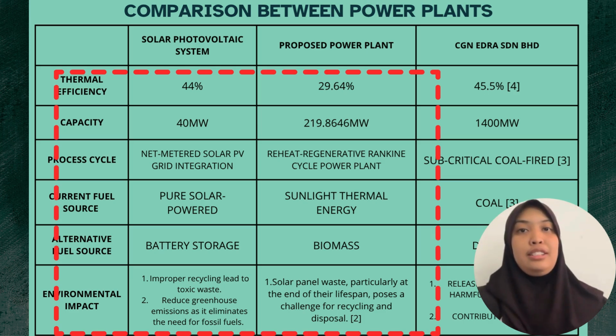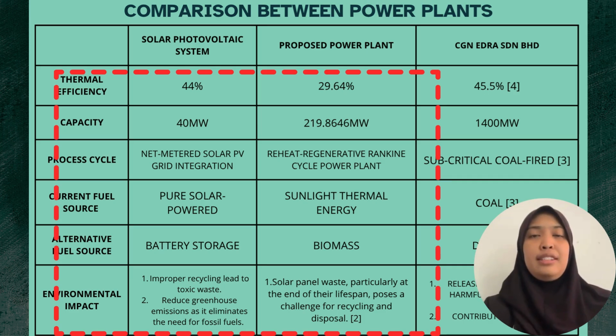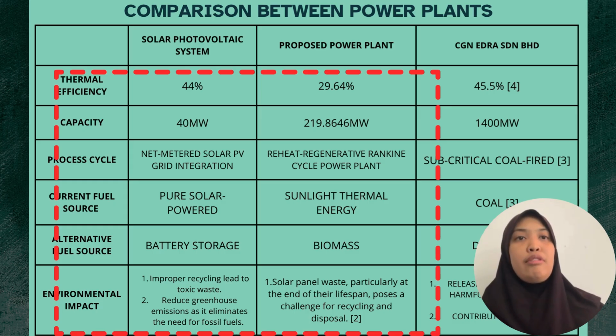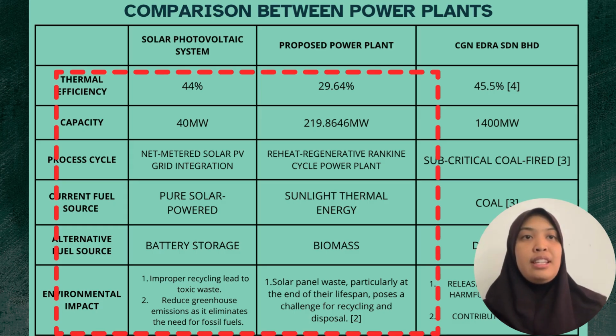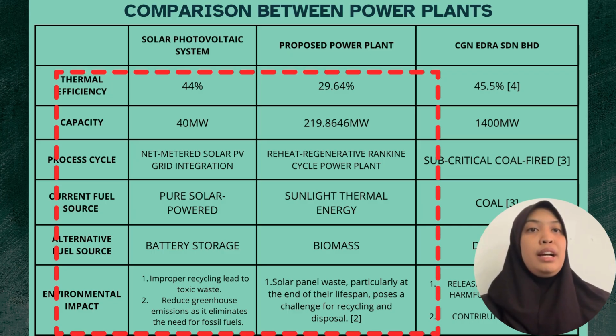And as for the environmental impact, each system has its own environmental concerns. The photovoltaic system will generate toxic waste if the recycling isn't done properly, but it can also contribute to reducing greenhouse gas emissions, as it will eliminate the need for fossil fuels. And for our proposed power plant, it will face challenges with solar panel waste at the end of their lifespan, and recycling and disposal will remain problematic.